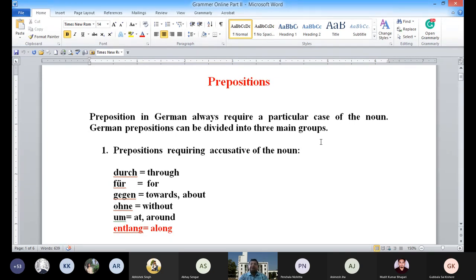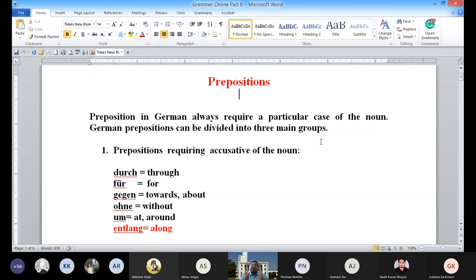And then you have learned how the article forms change. In the nominative, if you remember, the singular forms of the definite articles are der, die, das, and the plural form is die. In accusative, it was den, die, das, and the plural form was die. In dative, it was dem, der, dem, and the plural form was den. Similarly, you have also learned ein, eine, einen, einem, einer, einem. So definite and indefinite articles I have explained earlier.